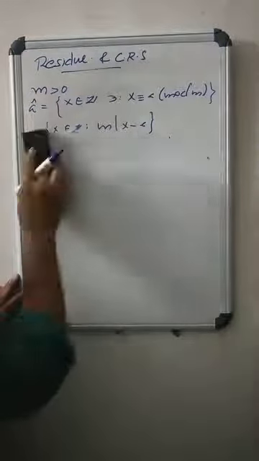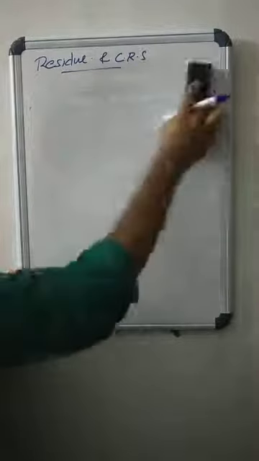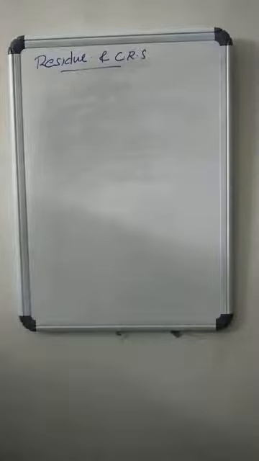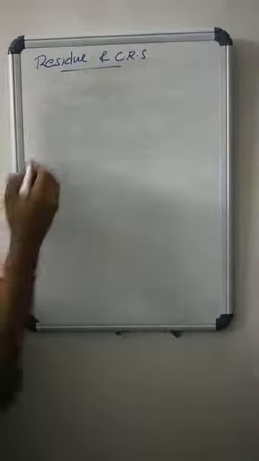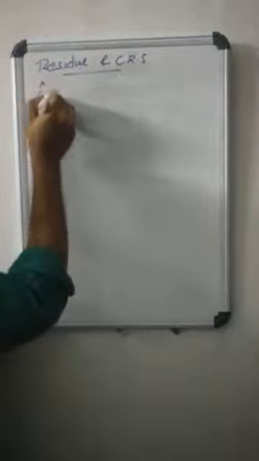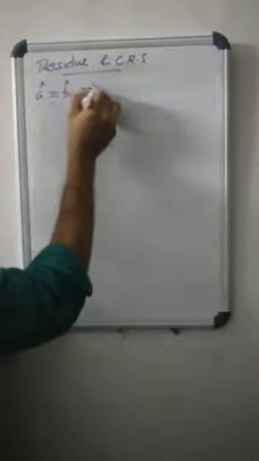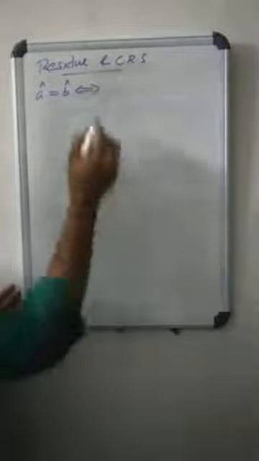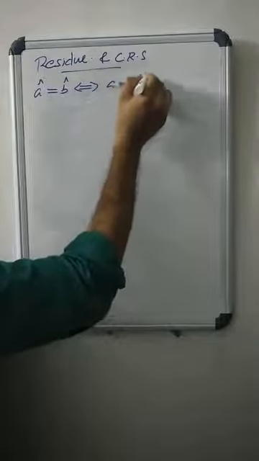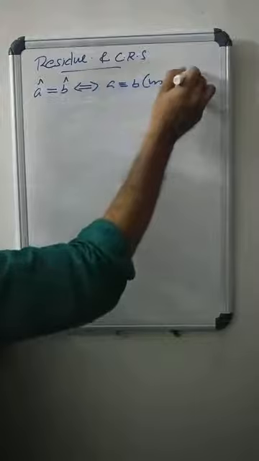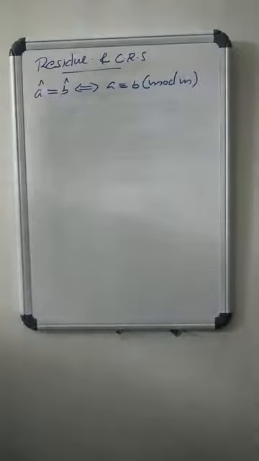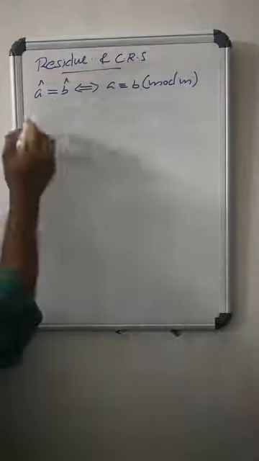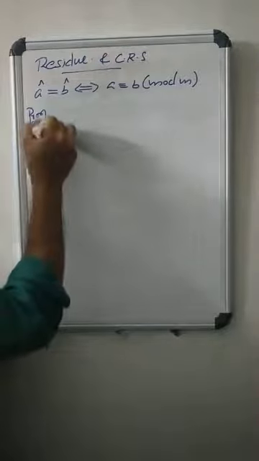Now, by using this definition, we prove a result. There is a theorem. The theorem says that for a given modulus m, a cap equals b cap if and only if a is congruent to b mod m. For a fixed modulus m, a cap equals b cap if and only if a is congruent to b mod m. How? Let's see why this proof works this way.